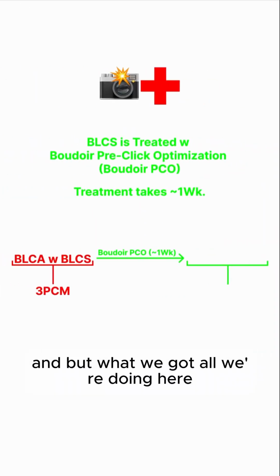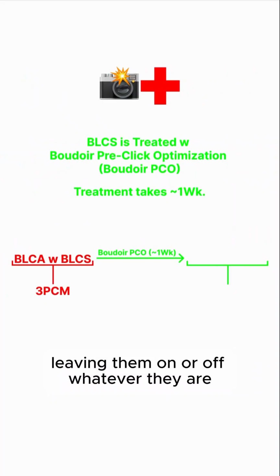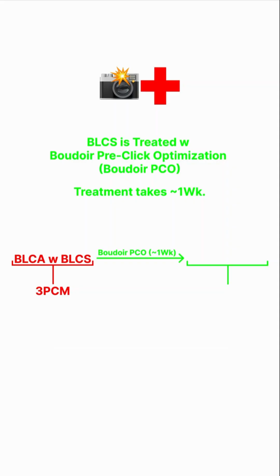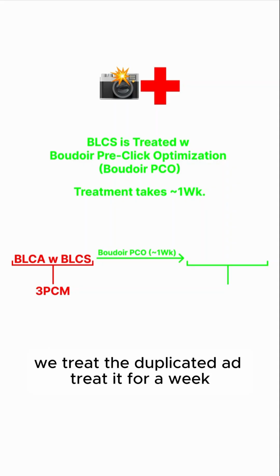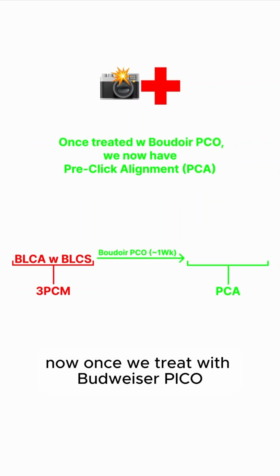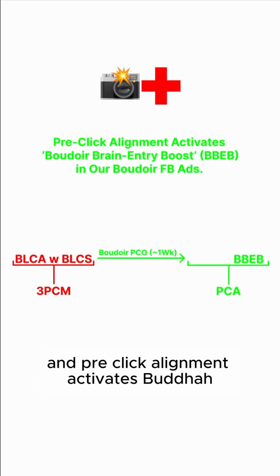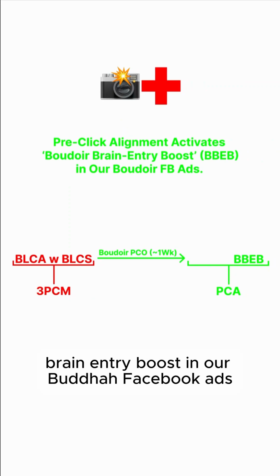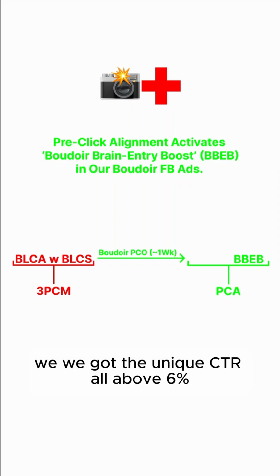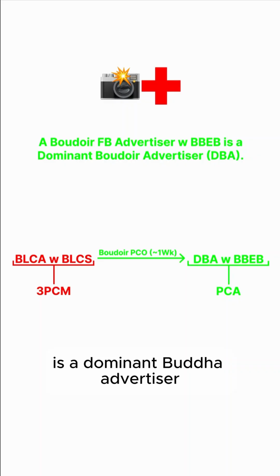And with Boudoir Pico, all we're doing is duplicating the current ads, leaving them on or off, whatever they are, and we treat the duplicated ad. So we don't touch the original, we treat the duplicated ad for a week. At the end of the week, we keep whichever one has better metrics. Now, once treated with Boudoir Pico, we now have pre-click alignment, PCA. So we get rid of the three pre-click mistakes, we got pre-click alignment. And pre-click alignment activates Boudoir brain entry boost in our Boudoir Facebook ads. Basically, we got the unique CTR all above 6%. And a Boudoir Facebook advertiser with Boudoir brain entry boost is a dominant Boudoir advertiser, a DBA.